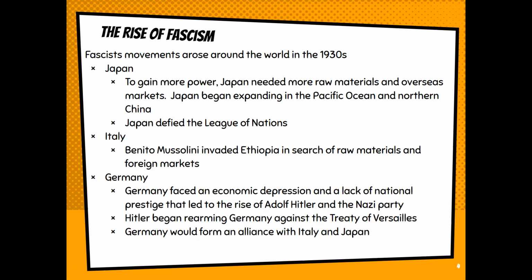Germany had faced a terrible economic depression with hyperinflation at the end of the 1920s, and a feeling of disrespect and discouragement from the rest of the world after the Treaty of Versailles. And all of this led to the rise of Adolf Hitler and the Nazi Party. He defied the Treaty of Versailles and international agreements by rearming Germany and creating an alliance with Italy and Japan.